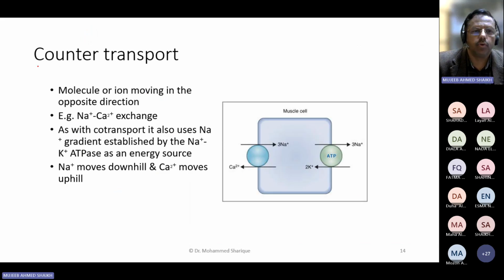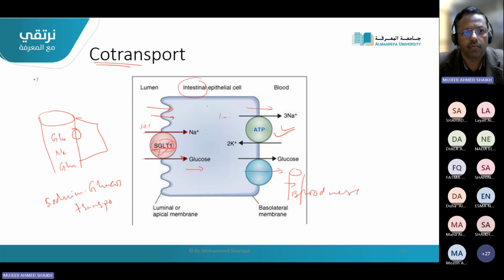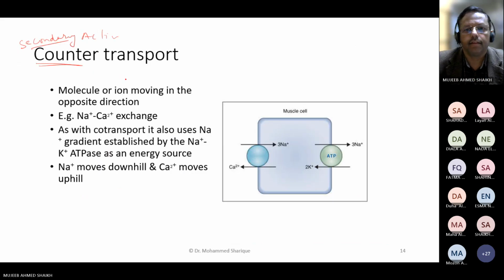All of these are examples of secondary active transport. The previous example is also secondary active transport, and this is also secondary active transport. Okay, counter means opposite direction. They are moving in the opposite way.